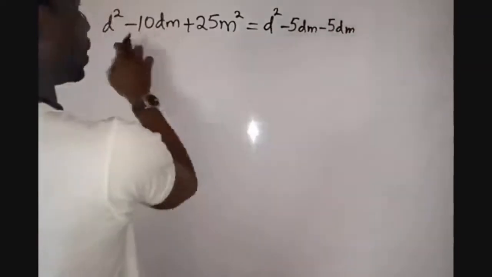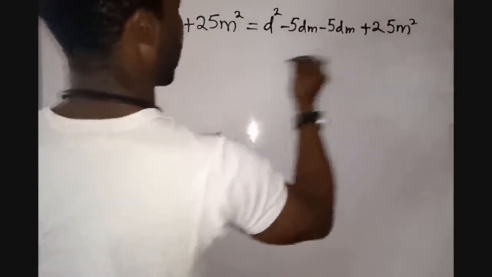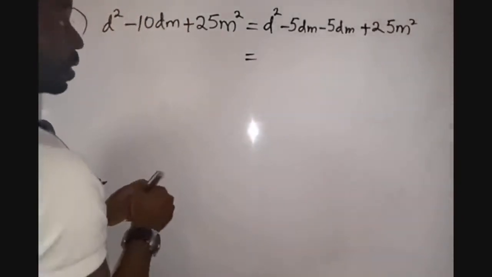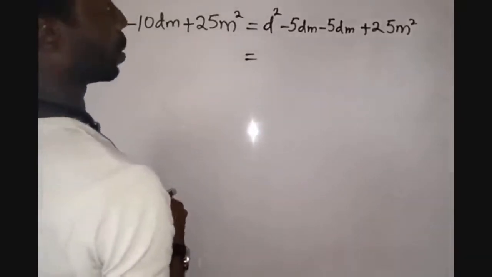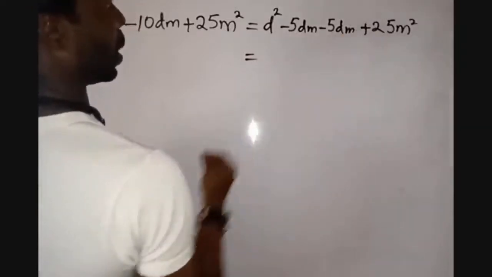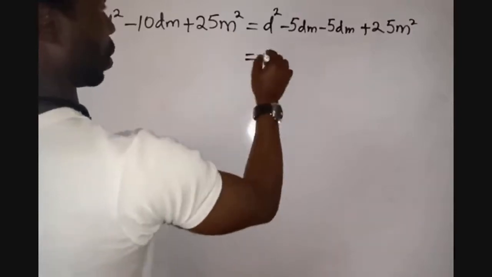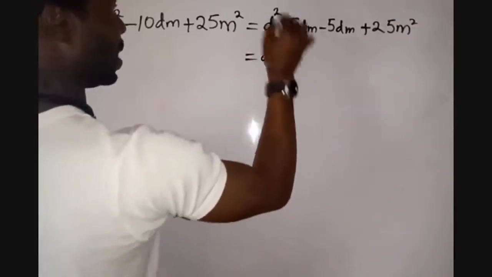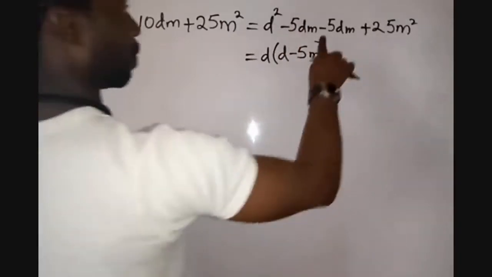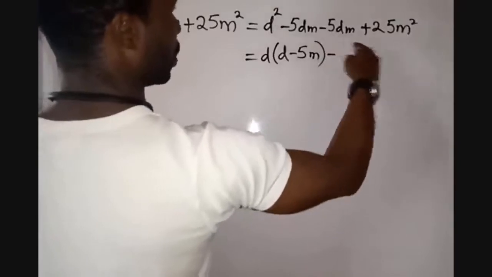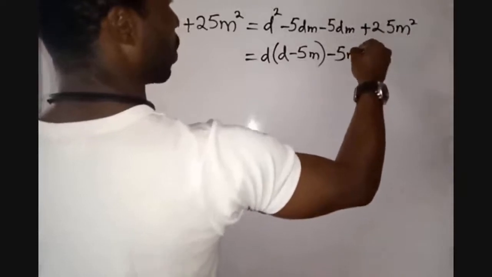This replaces this, then plus 25m squared. That's why I said with time you should be able to do it without having to write all those long stories. So take it 2 by 2 like that, and let's see if it's going to work. Right here I have d to be common, d with the lower power. So I have d left minus 5m. The first sign you see here is common. You see 5 is common to all of this. You see m with lower power is common.